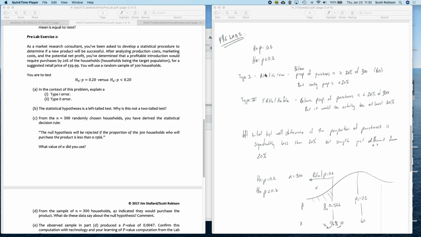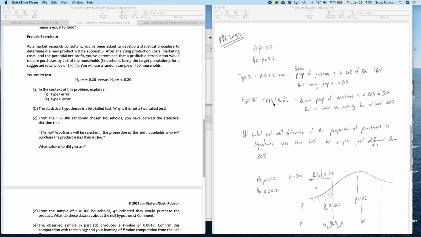So if you rejected the null hypothesis, sorry, these are actually mixed up as I look at this. I'm really sorry about that. So if you rejected the null hypothesis, then what you'd be saying is you believe the proportion of people is actually less than 20%, when it's actually at least 20%, when the null hypothesis is true. So this explanation should actually be the explanation for type 1, and this explanation should be the explanation for type 2. Sorry, I really apologize about that.